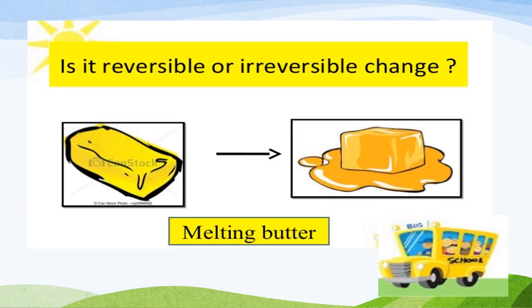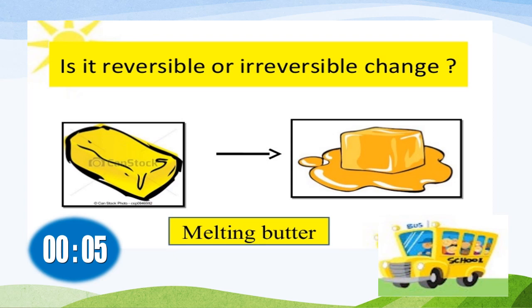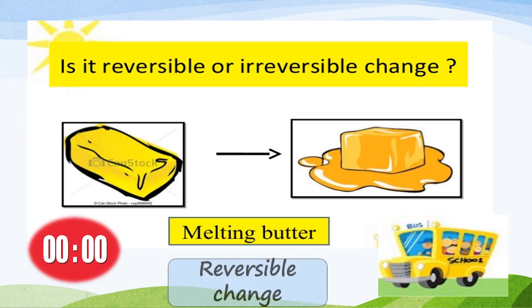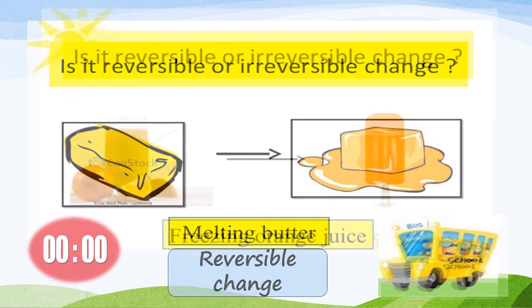What do you say? Is melting butter a reversible or irreversible change? Your time starts now. 5, 4, 3, 2, 1, 0. Yes, it's a reversible change.